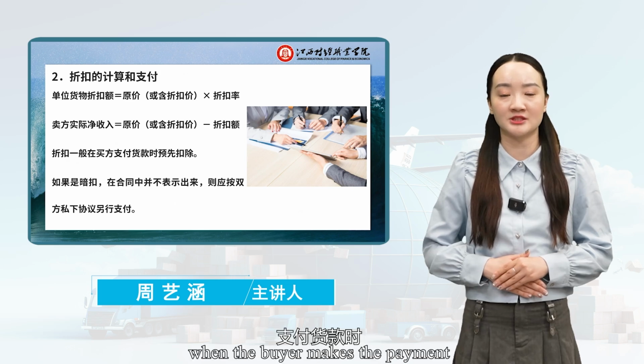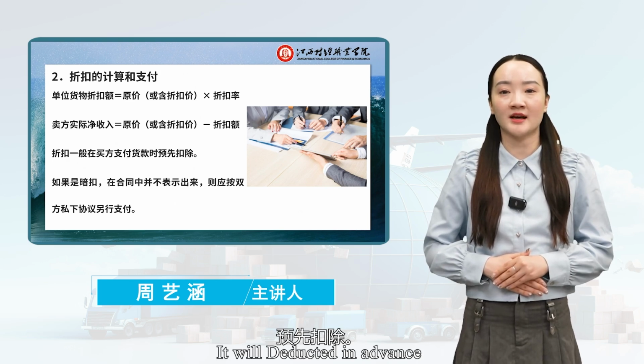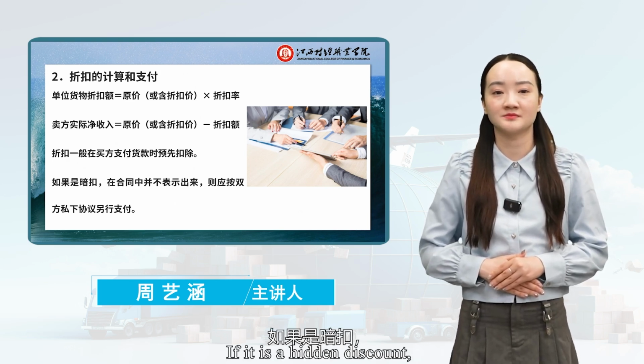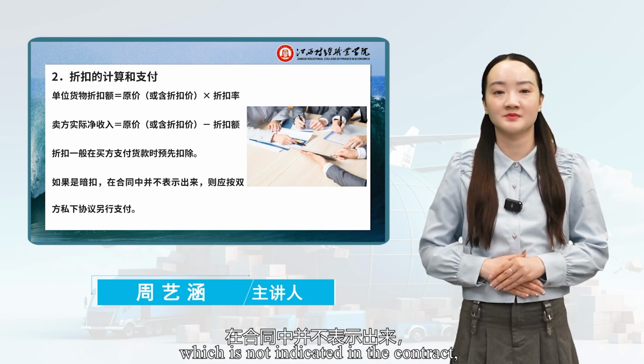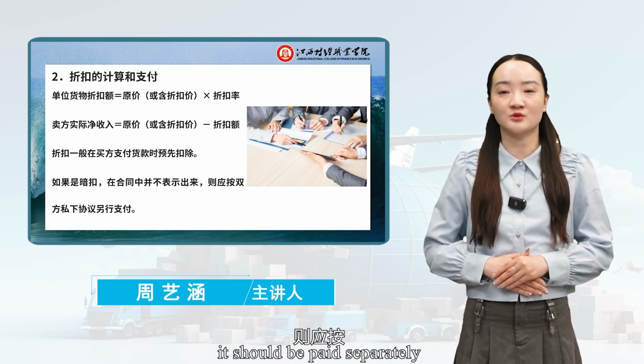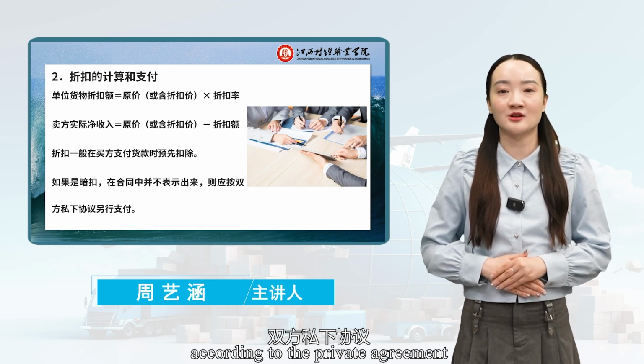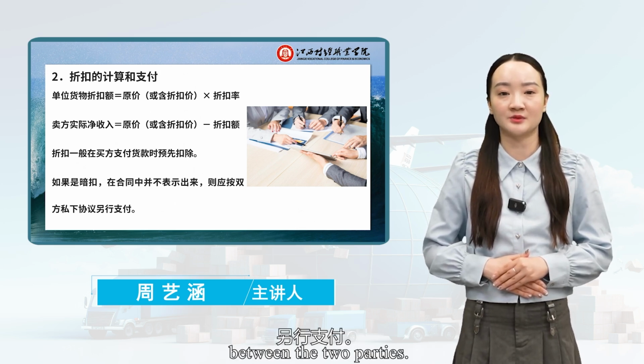Discounts are usually deducted when the buyer makes the payment. It will be deducted in advance if it is a hidden discount, which is not indicated in the contract. It should be paid separately according to the private agreement between the two parties.